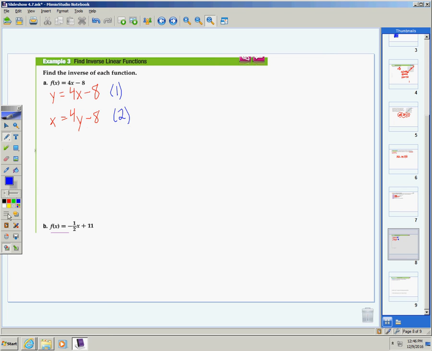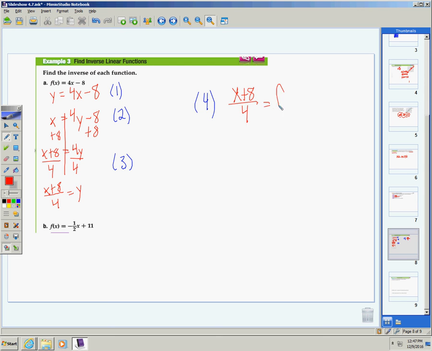Now I'm going to solve this for y. I'm going to start by adding 8. So I get x plus 8 equals 4y. Then I'm going to divide each side by 4. x plus 8 all over 4 equals y. This was kind of like step 3. And then to go ahead and do step 4, all I do is I replace the y with the inverse of f of x.